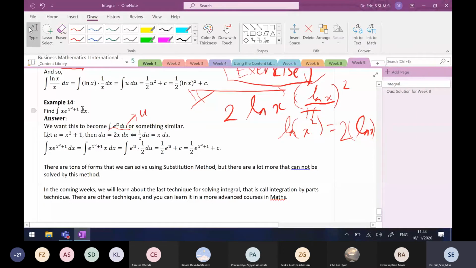It's obvious. So you have du/dx is 2x. So multiply: du equals 2x dx. Okay? So what is x times dx? x dx is a half du. So you multiply this 2 into the left-hand side, and you have a half du equals x dx. So I can change this. The integral of e to the power of x squared plus 1 dx is just e to the power of x squared plus 1 times x dx.